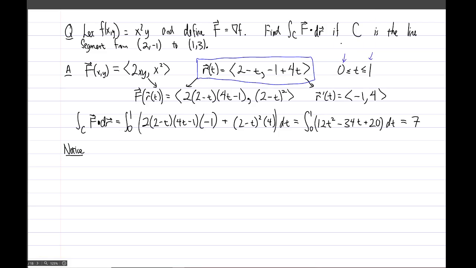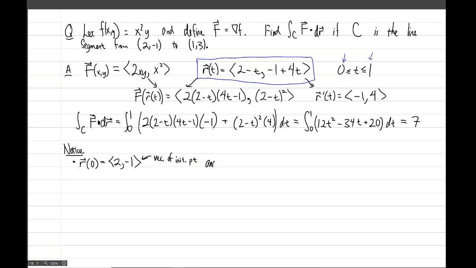So please note, if you look at the vector function r, apply input 0, you are going to get 2 comma negative 1, right? Fairly clear by looking at this. Just plug in t as 0. So this is the vector form. What is this? This is the vector version of the initial point.